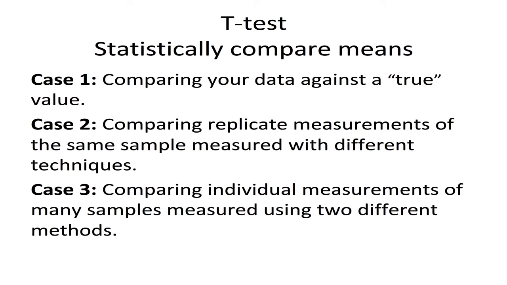So we're going to call these cases. Case 1 is where you're comparing your data against a true value, such as a NIST standard. Case 2 is comparing replicate measurements of the same sample measured with different techniques, like if you wanted to measure arsenic in soils by X-ray fluorescence and by dissolution and then ICP-MS. Case 3 is where you would be comparing individual measurements of many samples measured using 2 different methods, but you only measure each sample one time by each method. An example of this is if you had 300 water samples and you wanted to measure nitrate in all of them by 2 different methods, you might only have enough money to measure each sample one time.